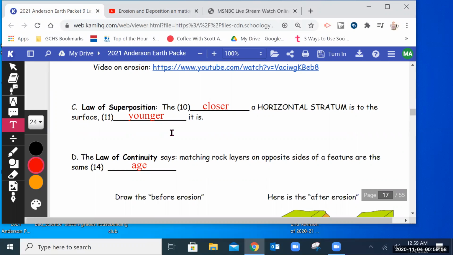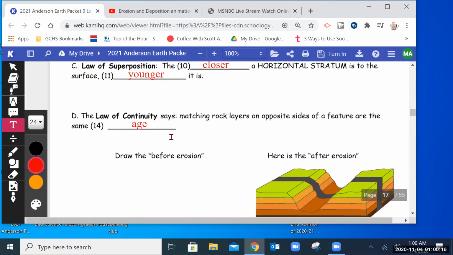Law of superposition. The closer a horizontal stratum is to the surface, the younger it is. So in other words, the deeper the layer, the older it is. Letter D, the law of continuity says matching rock layers on opposite sides of a feature are the same age.